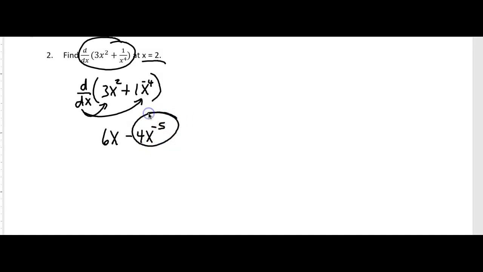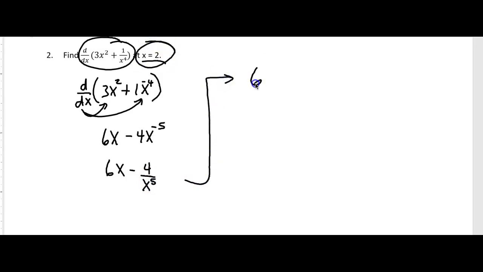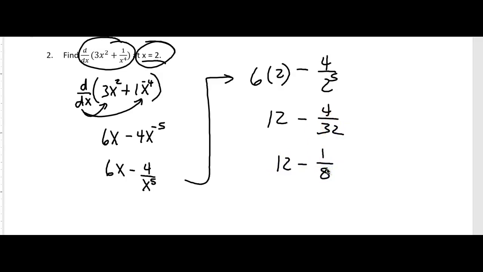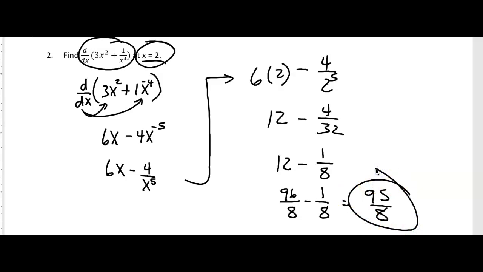And then now I'm going to rewrite this piece again, now that I've got my derivative all done, and I have this. All right, so that's my derivative, but they want me to plug 2 in for x. So if I do that, then I will have the following. And so that's 12 minus 4 over 32. And we want to get a common denominator there. I think that's the right answer there. And then we end up with 95 over 8. Final answer. All right, so just basically take the derivative first and then plug in the number.